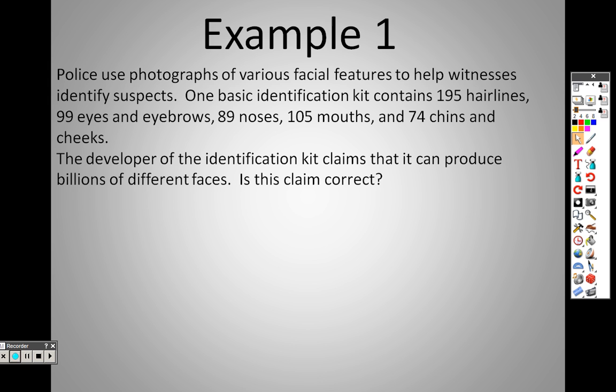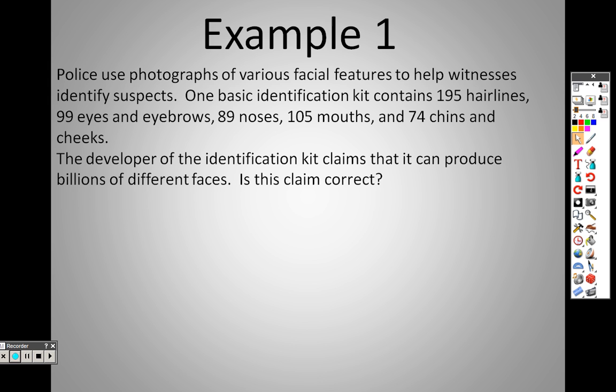So in example 1, the police use photographs of various facial features to help witnesses identify suspects. One basic identification kit contains 195 hairlines, 99 eyes and eyebrows, 89 noses, 105 mouths, 74 chins and cheeks. The developer of the identification kit claims that it can produce billions of different faces. So we want to know, is this claim true?